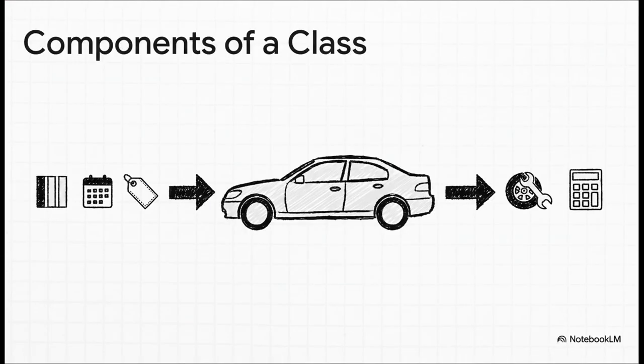And every one of these blueprints has two main components. First, you've got attributes. These are just the properties, the data points that describe the object. So for our car class, that'd be its model, the year it was made, its color. Then you have methods. These are the behaviors, the actions the object can actually perform. So a car object might have a method to calculate its age, or another one to replace a tire. See? The data and the actions all live together in one place.